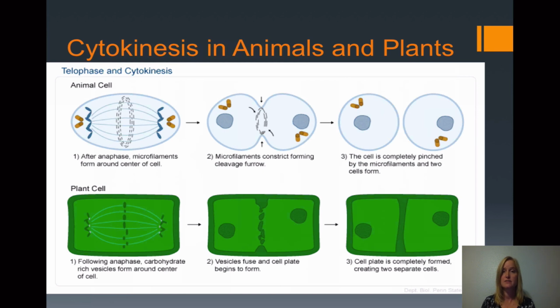In a plant cell, this is just a little bit different because carbohydrate vesicles form around the center of the cell. Those vesicles fuse, and that actually starts to form the cell plate. So once that cell plate is completely formed, it separates the 2 cells, and then you have 2 different plant cells formed.